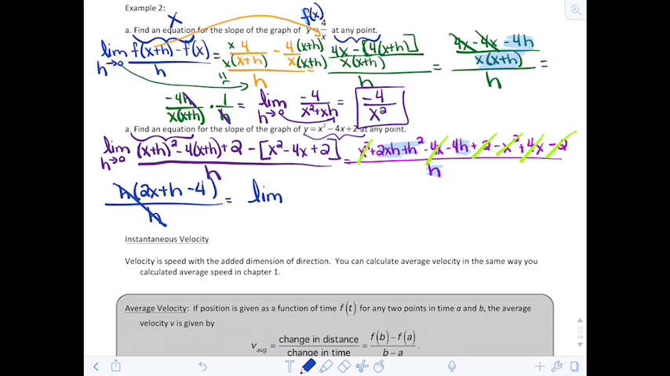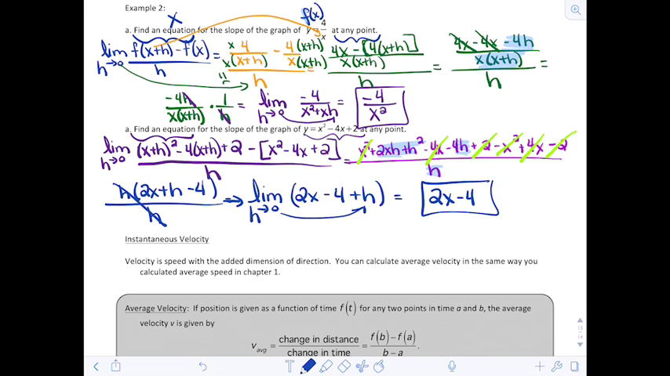So now I can look at the limit as h approaches 0 of 2x minus 4 plus h, and I just rearranged those, you don't have to. But here I can evaluate the limit by direct substitution. I plug in 0, and I get 2x minus 4. So that is the equation for the slope of the graph at any point. Okay?